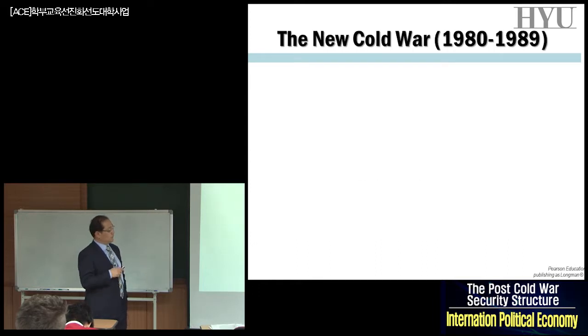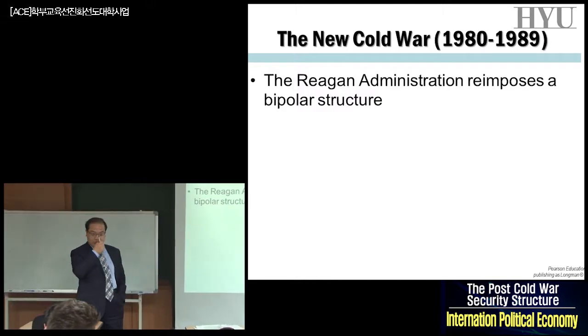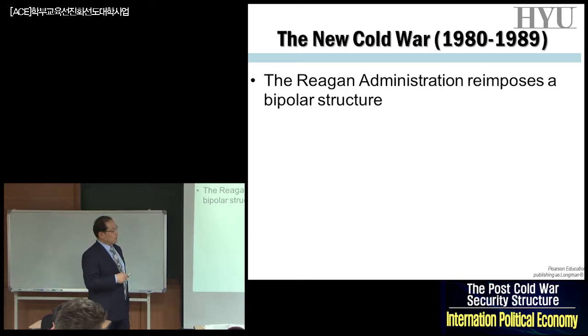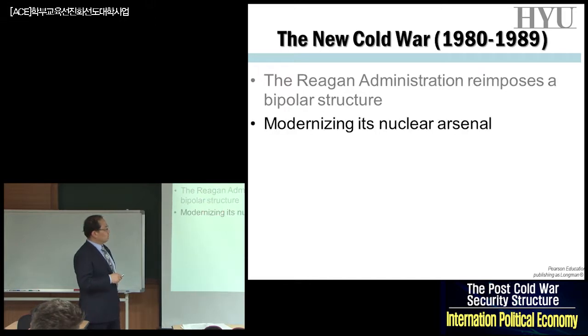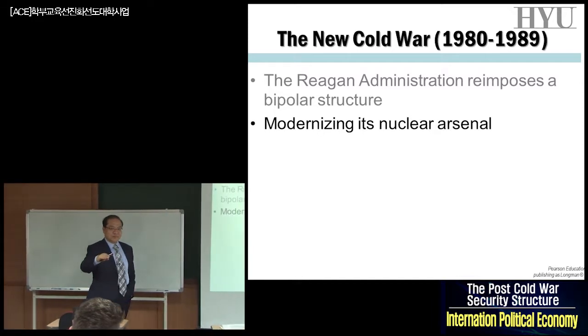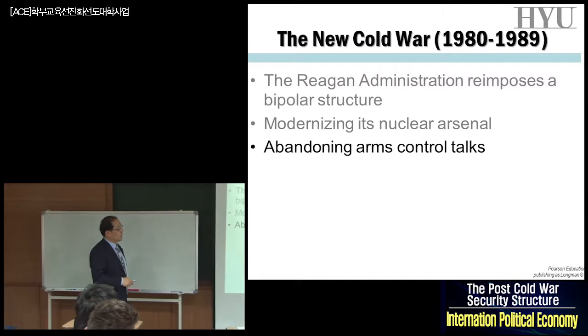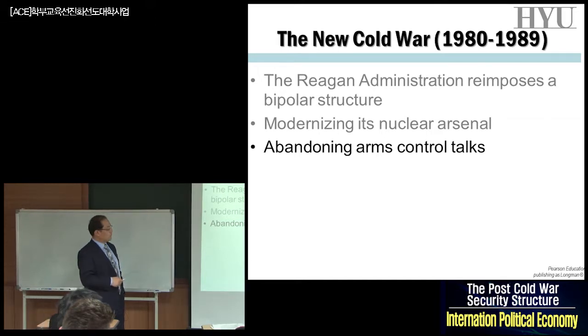The new Cold War began. The Soviet Union invades Afghanistan in 1979, and it's the beginning of the weakening of the Soviet Union. Then the Reagan administration comes around and reimposes a bipolar structure. In other words, America began to rise again. Okay? And modernizing nuclear weapons. So the détente period stopped after the Reagan administration, and arms control talks stop. Okay? The nuclear race begins, arms control talks stop. That's why it's called the New Cold War, 1980 to 1989.